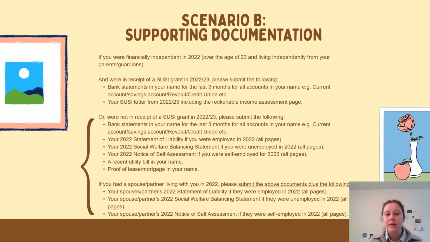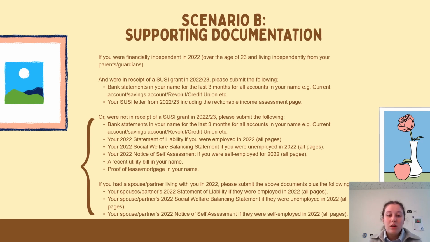So to go over this one again, if you're financially independent in 2022, meaning you were over the age of 23 and living independently from your parents or guardians, and on SUSI, I need your SUSI letter and 3 months recent bank statements from you.